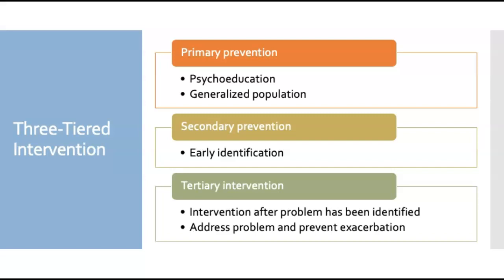With secondary prevention, we're looking at early identification. This is an important tier to the three-tiered intervention as early identification leads to more positive outcomes. In the tertiary intervention, we're looking at an intervention after a problem has already been identified, and the goal is to prevent exacerbation of that problem.